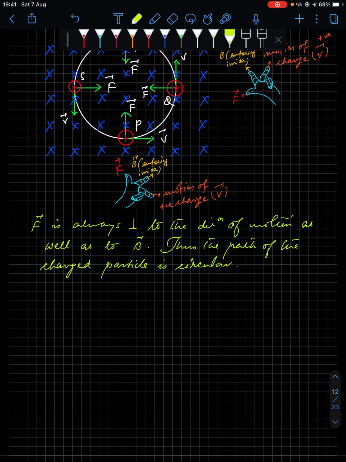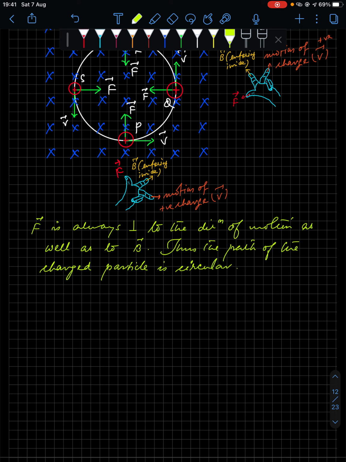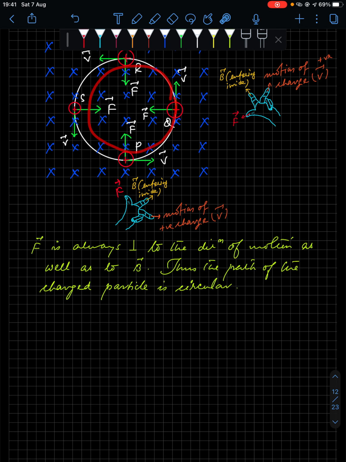Now here we have to calculate a couple of things. First, what will be the radius of that circular path, then time period, then frequency, then angular frequency. So there are numericals based on this.